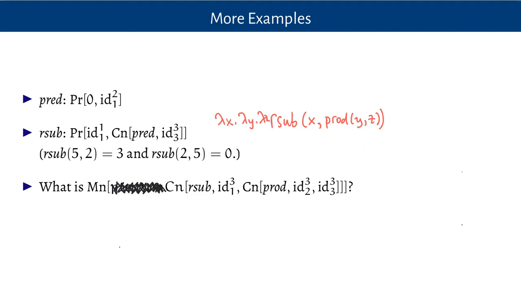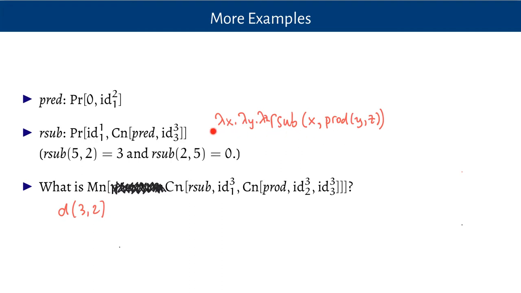And how minimization works, we take the last input, in this case z, and we iterate it, 0, 1, 2, 3, 4, 5, 6, etc., until we get a value of 0, given the other inputs x and y. Let's see how this works. Let's apply the function to the inputs 3 and 2. If we call the function that we are defining d, then d of 3 and 2 is calculated like this.